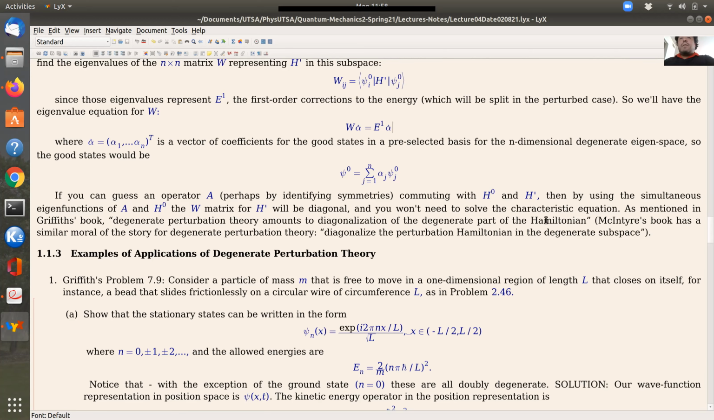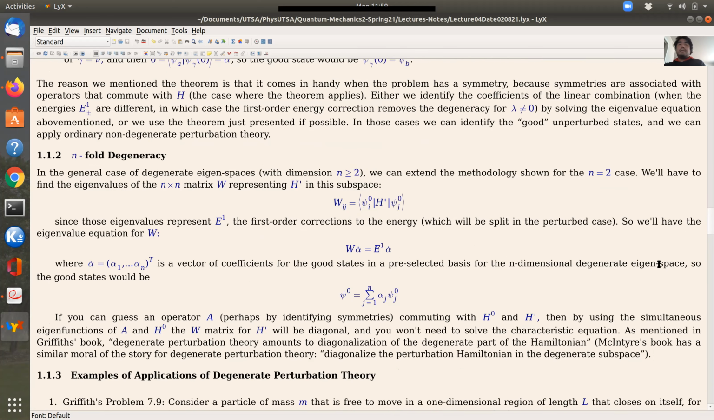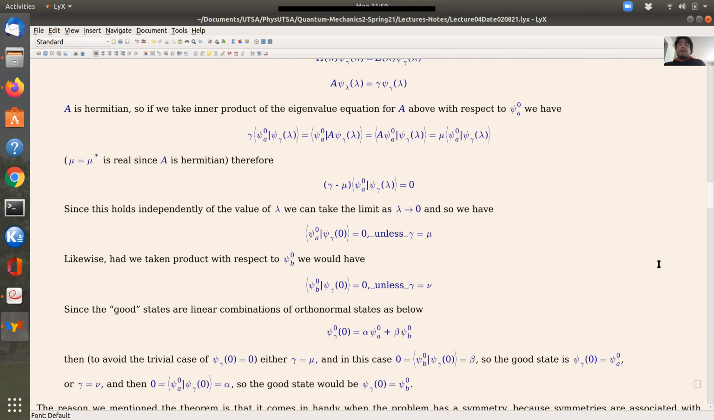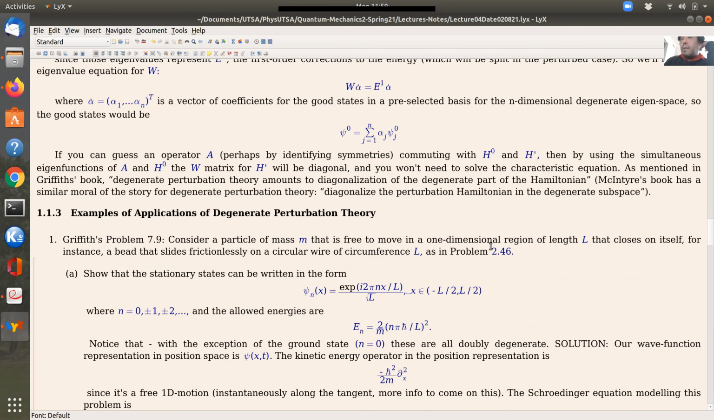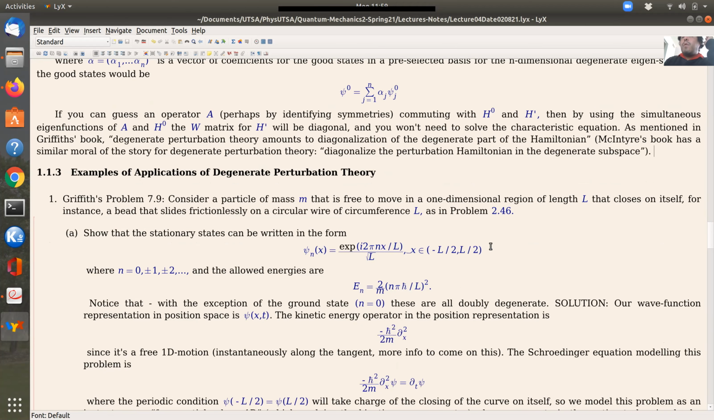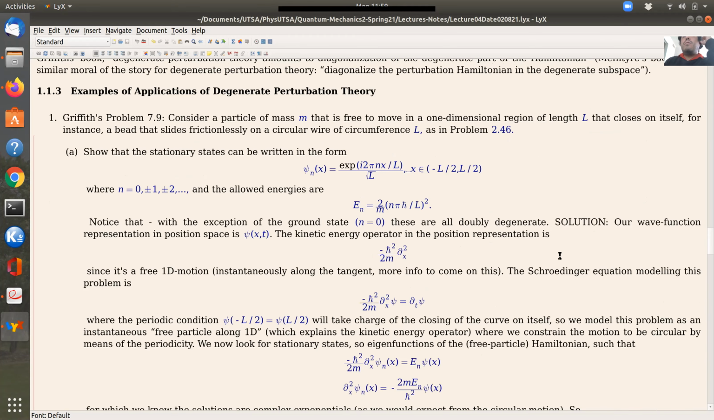The moral of the story by McIntyre is that there is a mantra for degenerate perturbation theory, which is to diagonalize the perturbation Hamiltonian in the degenerate subspace, which is what you have to do. Nothing more. So, okay, this is the theory. We did it for two-dimensional degenerate subspace. Then we extended it for the n-dimensional case with n greater than 2. We can show two applications of degenerate perturbation theory.